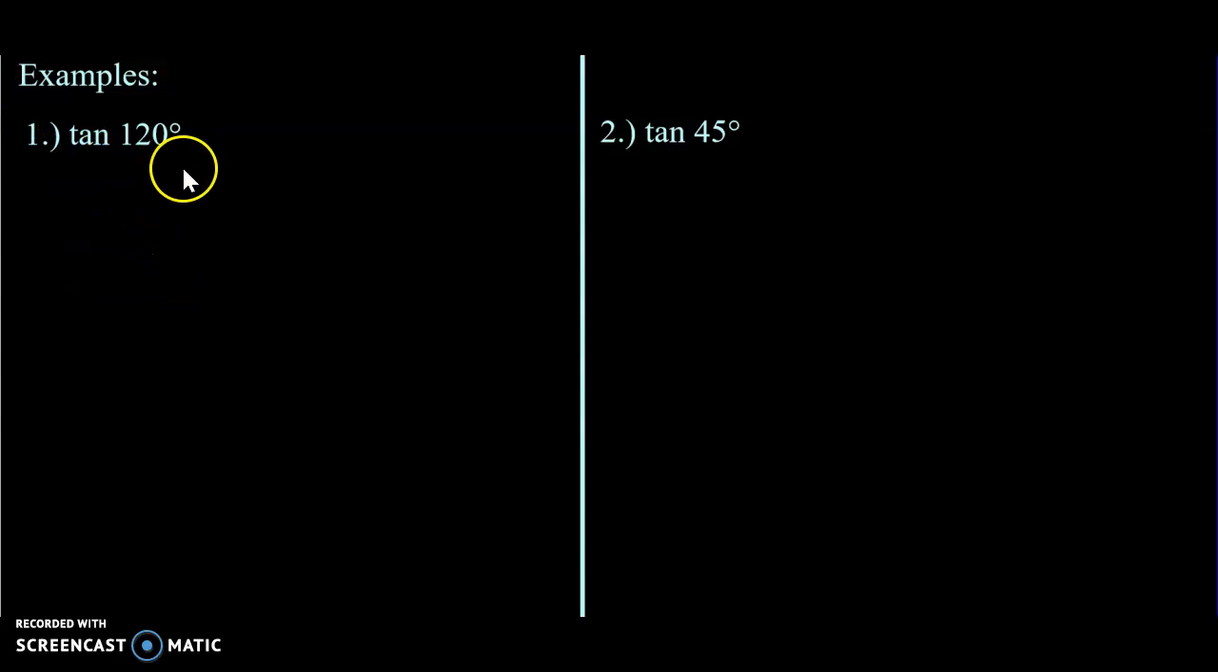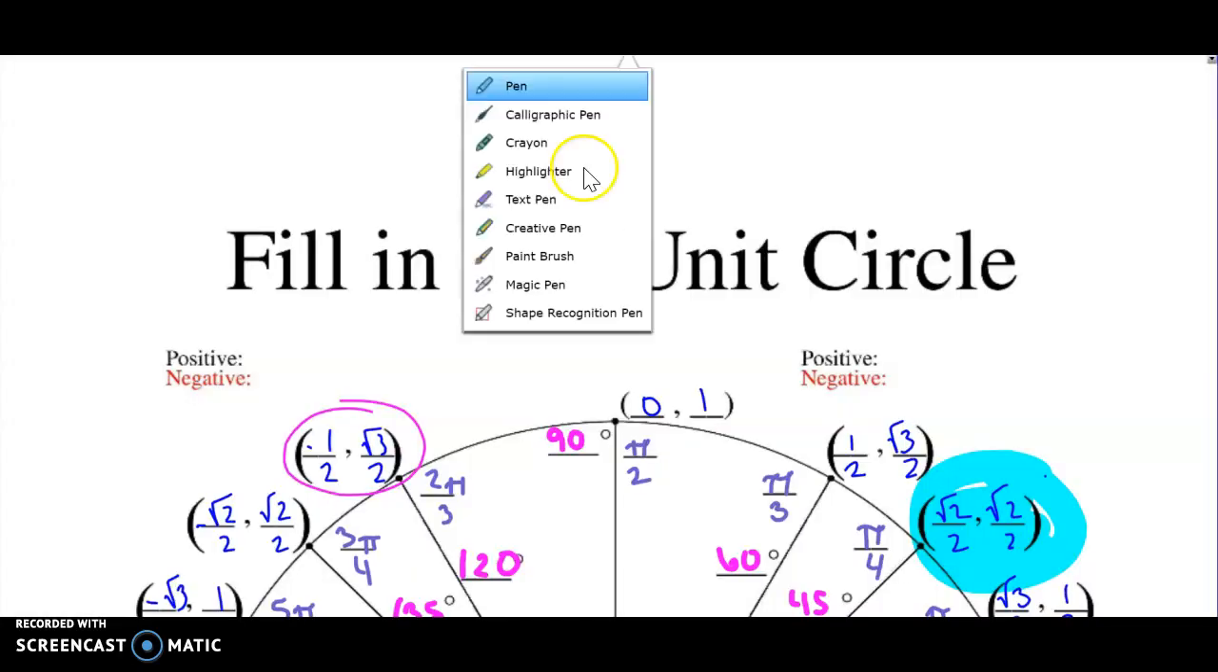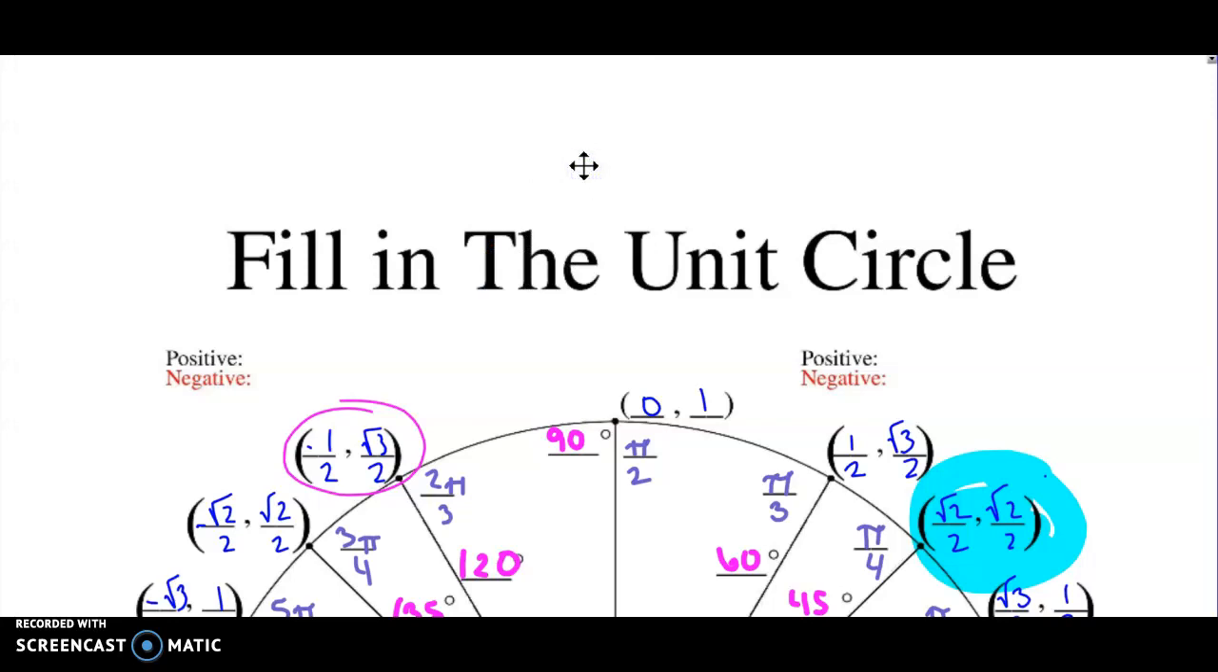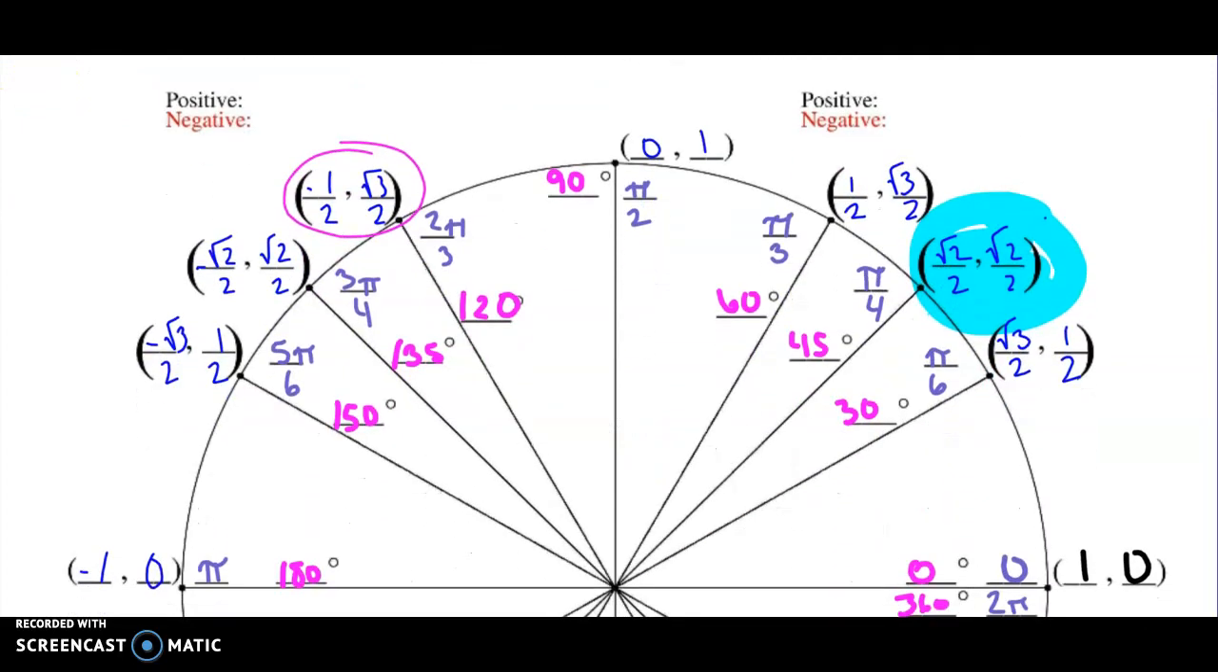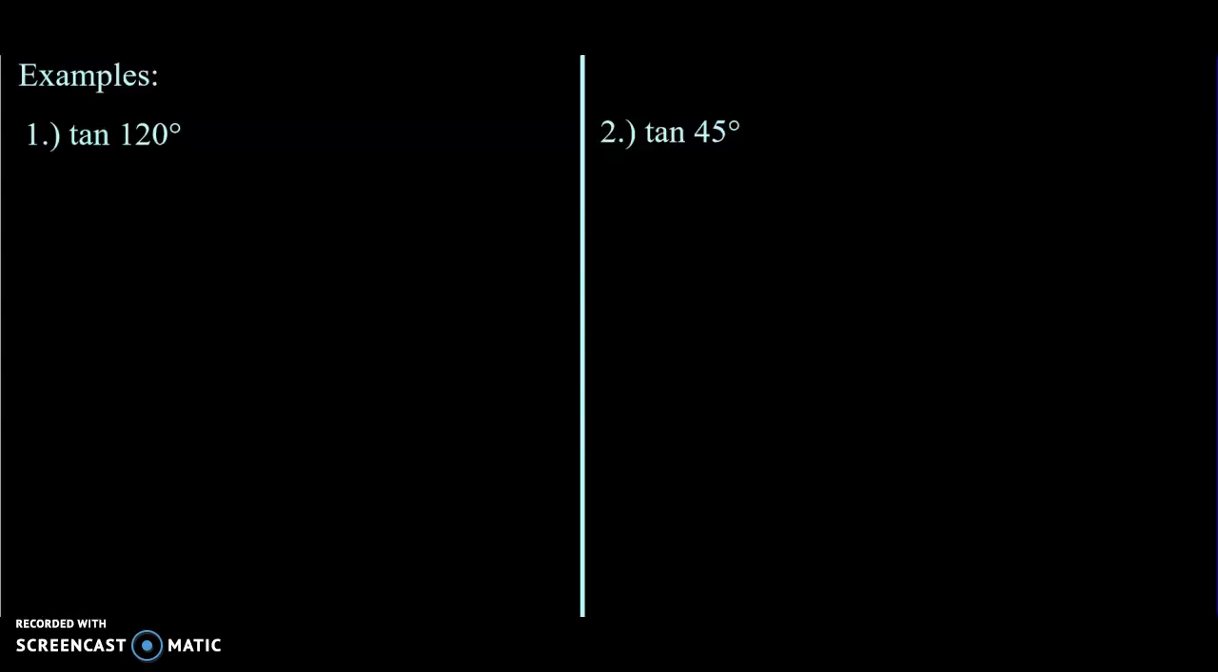We have tangent 120. So we're going to go to our unit circle and look for tangent 120, which I already pointed. It's right here. This is tangent 120. And then I'm going to be able to use my coordinates to find tangent. Let's write down our coordinates. Our coordinates are negative 1/2 and √3/2.